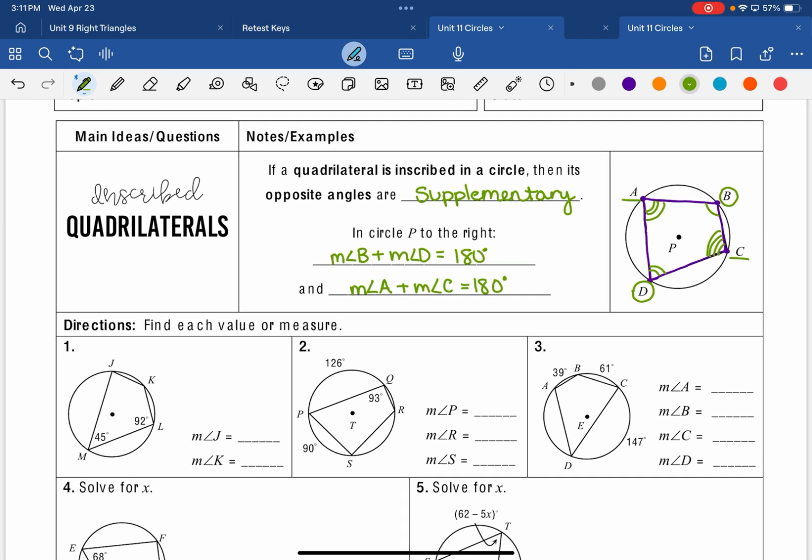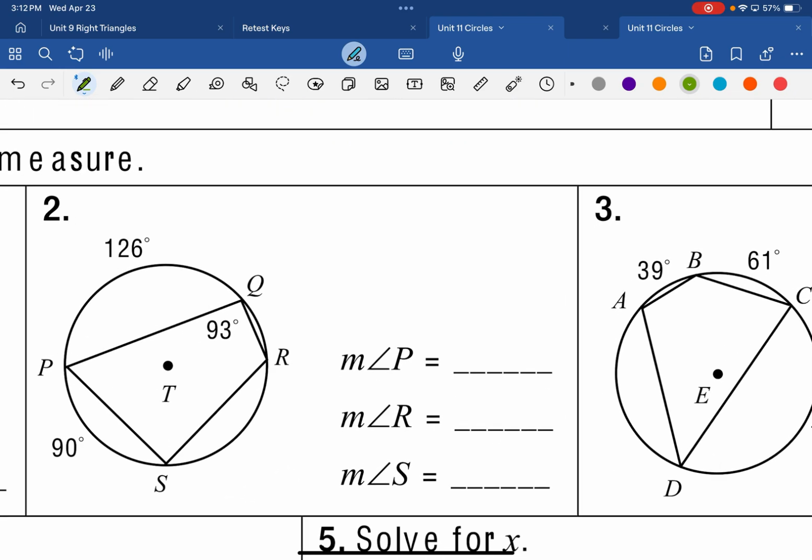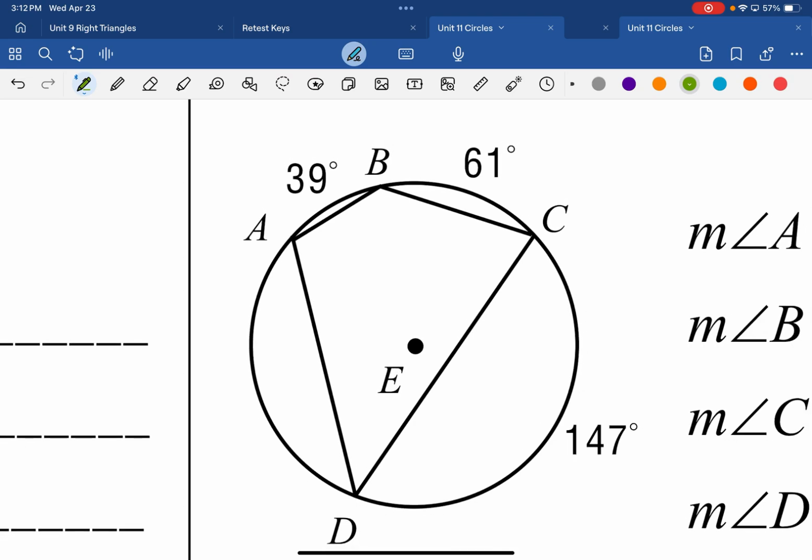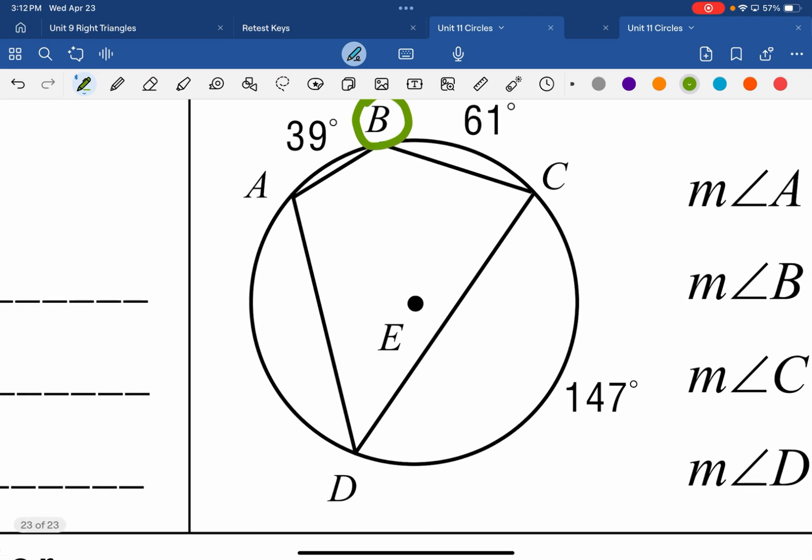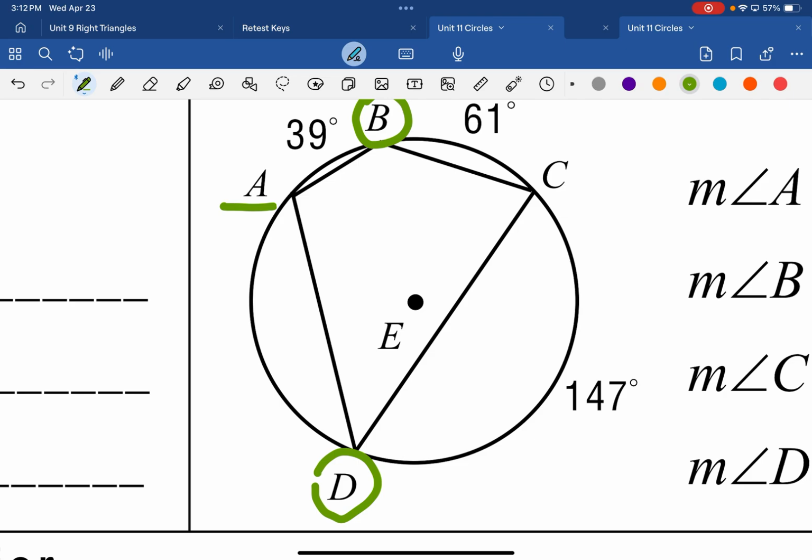I do want to do one example on here because I don't think this is naturally something we visualize. Number 2 is pretty straightforward, because if I want to find Q, it's opposite of S. But over here, what is opposite of B? D. What is opposite of A? C. But do I know anything for B or D? Do I know anything for A or C? No, they don't give me any degrees, so I can't just subtract from 180 to find the other one. I'm going to have to do a little bit more work.